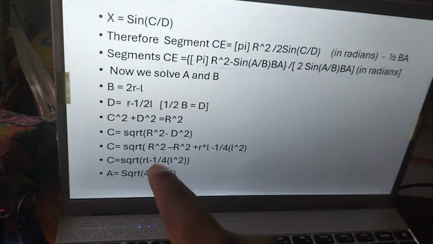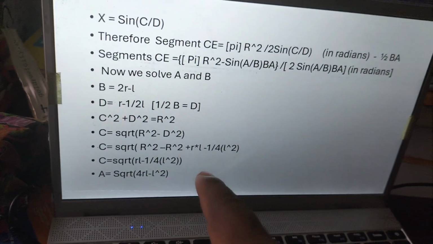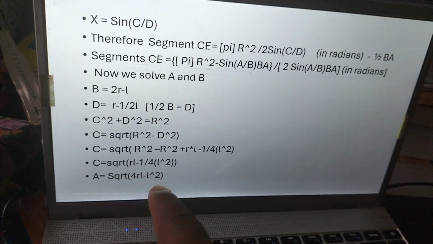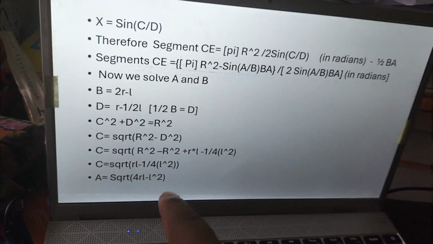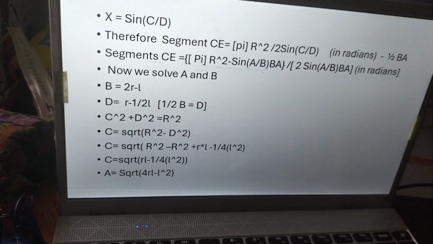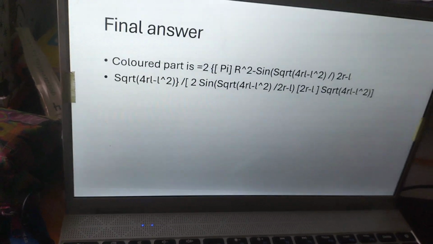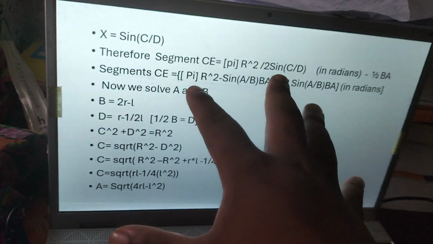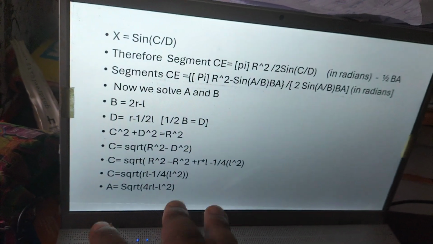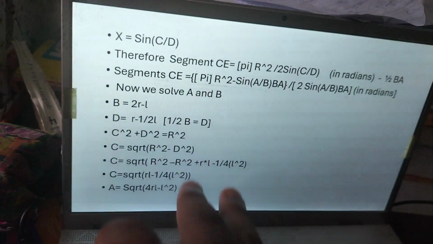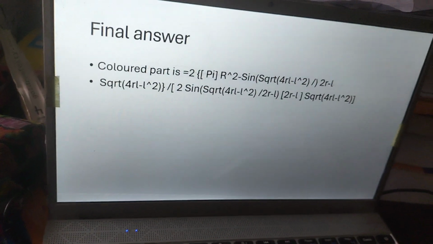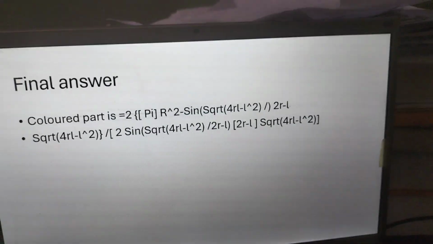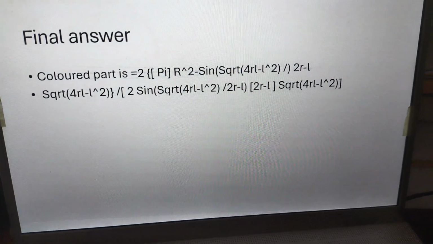Basically Pythagoras, solve for C, substitute that, times it by 2, which is going to give you 4. Put that inside. That's going to give you 4RL minus L squared. Basically, that means that the colored part is this part substituted with values A and B as denoted here, giving us this huge equation here. How exciting.